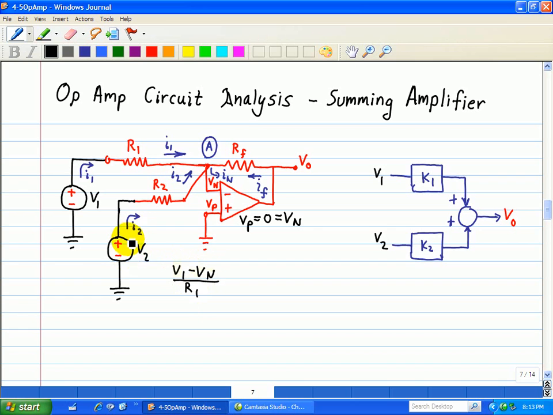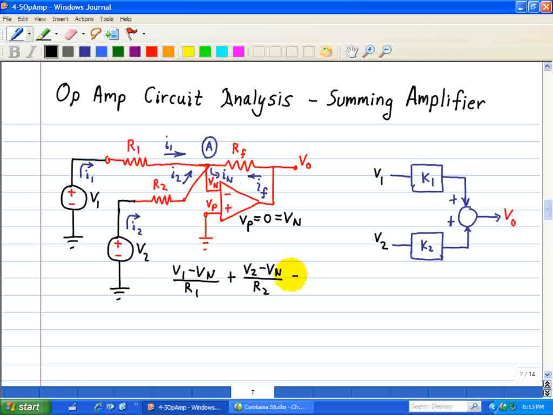We have the same thing associated with the voltage source V2, and we need to find the voltage across R2. In this case, the voltage across R2 is just V2 minus Vn. Note Vn is where the summing point A is located. We take that voltage difference across R2 and divide it by R2 using Ohm's law.